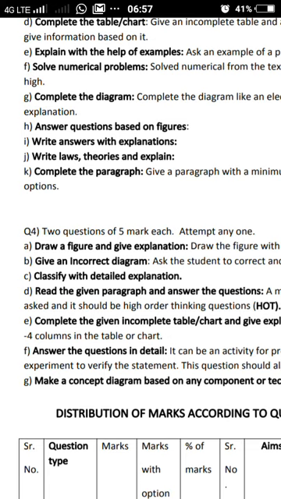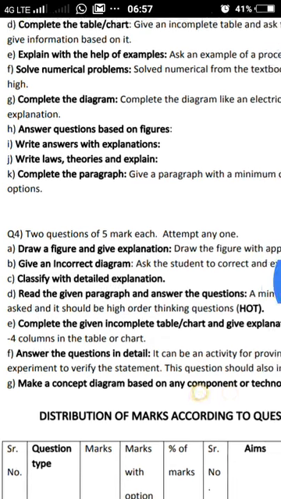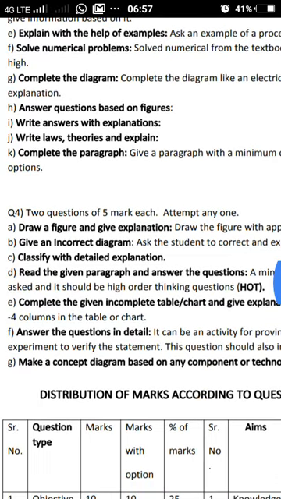Next, classify with detailed explanation. So you will have to classify and give the detailed explanation. For example, classification of certain animals and their characteristics can be asked. Now read the given paragraph and answer the questions. Here the paragraph will be given and based on that 5 questions will be asked for 5 marks. Each will carry 1 mark, or maybe 4 questions will be asked. 3 questions will carry 1 mark and 1 is of 2 marks.